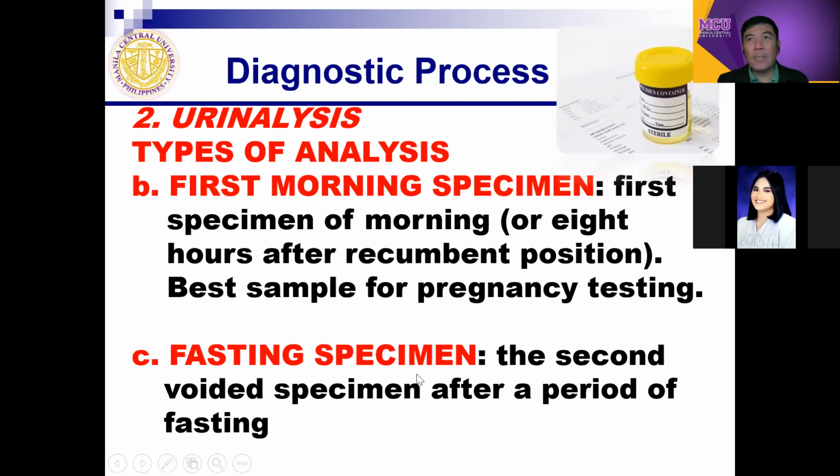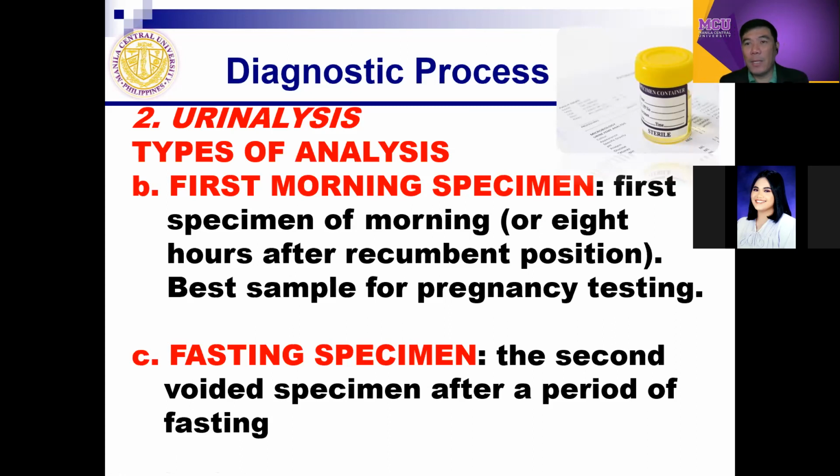The best sample or type of analysis that is significant for pregnancy testing is the first morning specimen, which we identified is done after recumbent position. The purpose of having the recumbent position is to consider the function of the bladder and to facilitate effective emptying and excretion of the urine sample. So, first time in the morning.